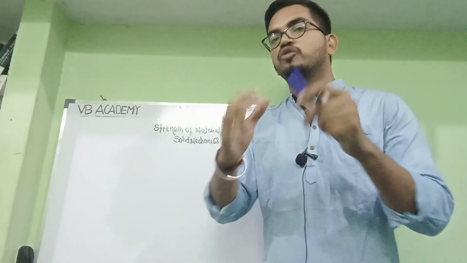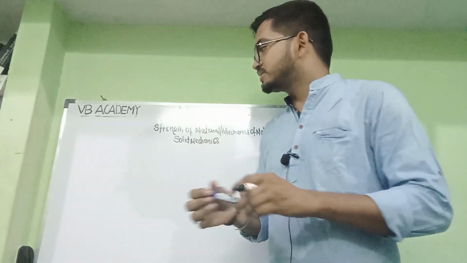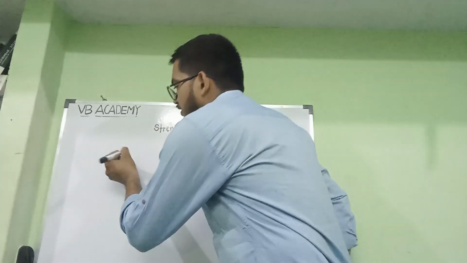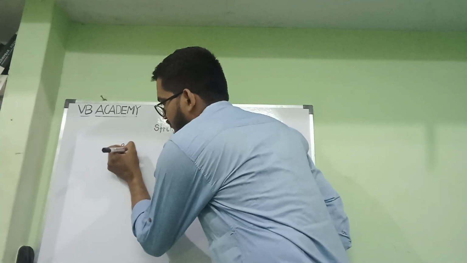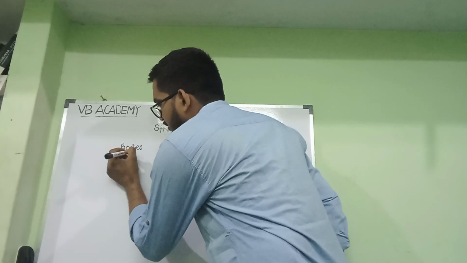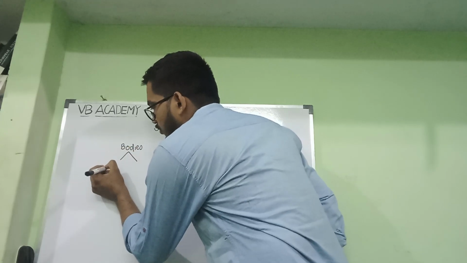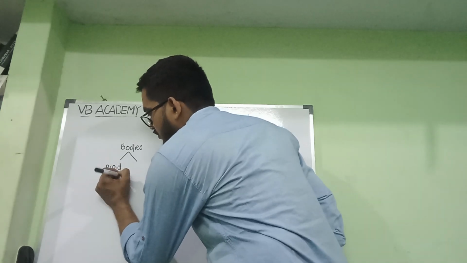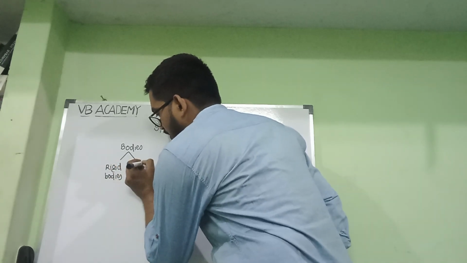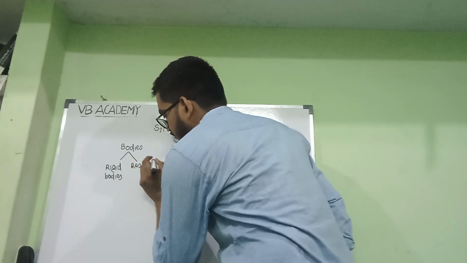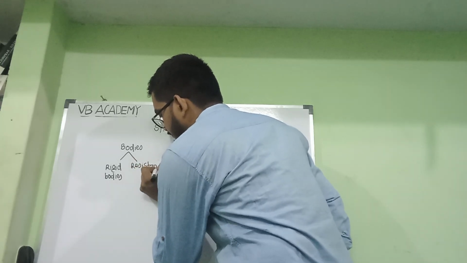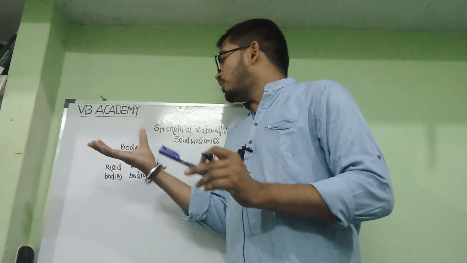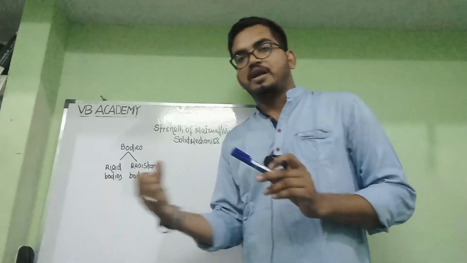Before going into that, I will let you know what is meant by a resistance body and a rigid body. See here, solid bodies we can classify into rigid bodies and resistance bodies, or resistant bodies. We can classify solid bodies into 2 categories, rigid bodies and resistance bodies.